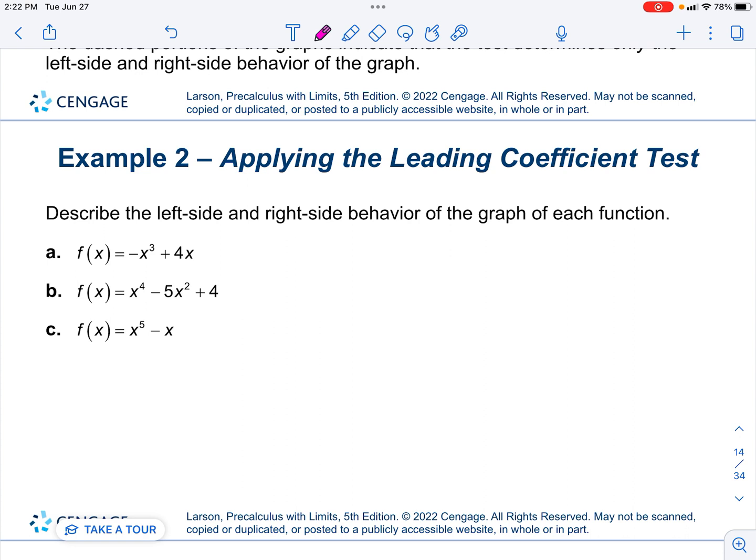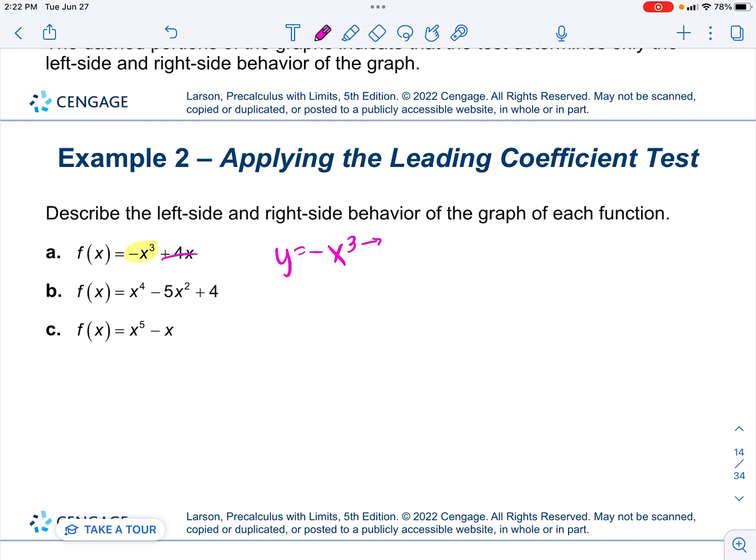It actually has lots of terms in these. So what we do is we look at the term with the largest power, and we focus on that. Negative x cubed is what we'll focus on. This extra term doesn't affect the graph enough to change the leading coefficient test. So we only look at this.